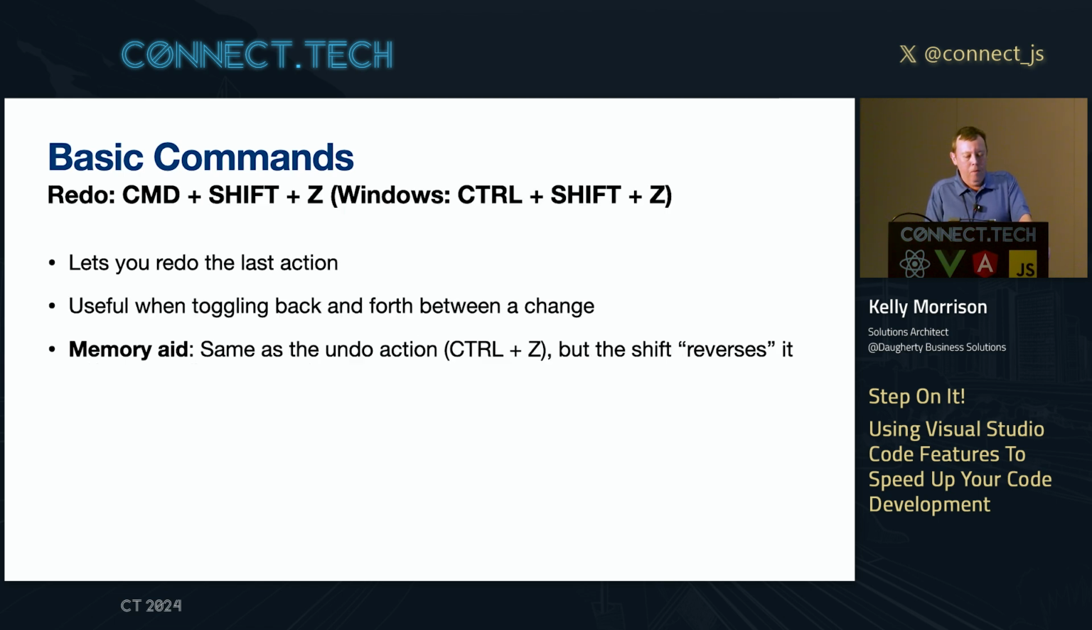And then it's twins separated at birth. There's a Command-Shift-Z, which is a redo. So if you just undid something, this will let you redo it. So you can actually toggle back and forth. I do this a lot of times when I'm doing demos. I'll make a change and then toggle back and forth. Control-Z, Control-Shift-Z, back and forth.